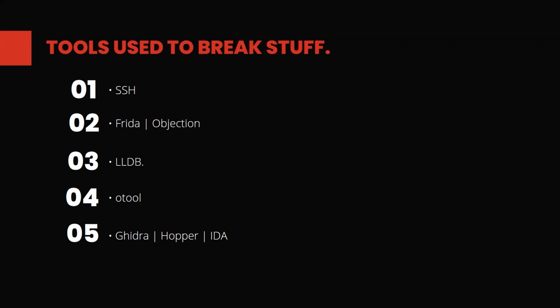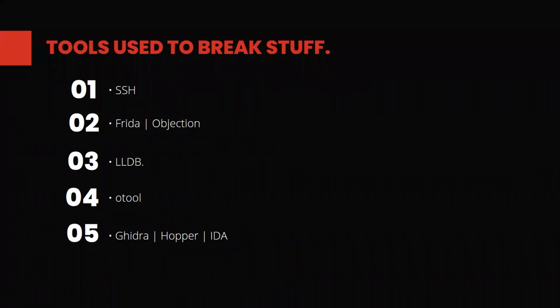The second one is Frida and Objection. Frida is a dynamic instrumentation toolkit for developers, reverse engineers, and security researchers. Objection is a runtime mobile exploration toolkit powered by Frida. It helps you assess the security posture of your mobile applications without needing a jailbreak.